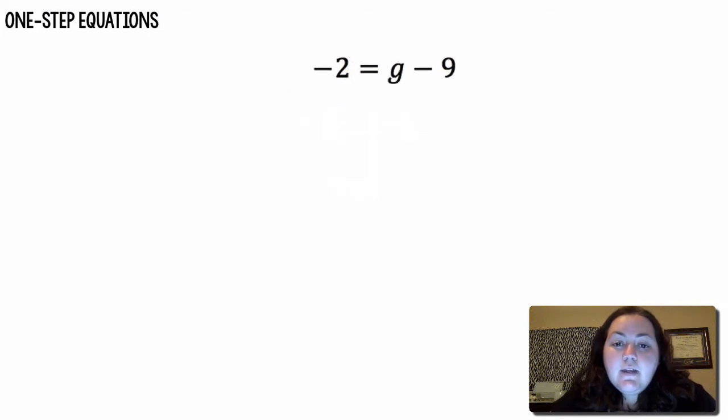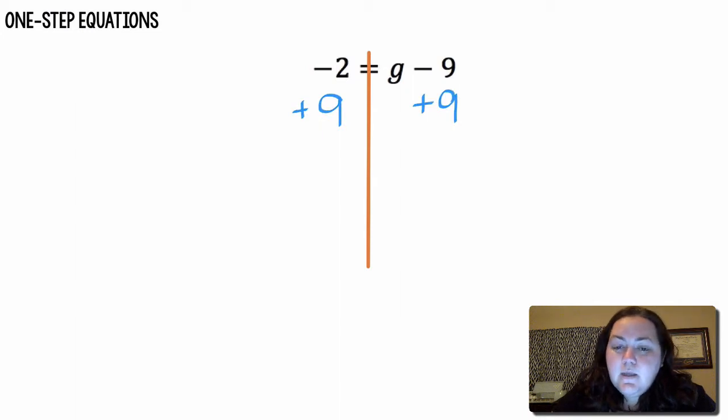All right, the next one, I have negative 2 equals g minus 9. So I'm going to separate the two sides. I'm trying to get g by itself. It's connected to a 9 by subtraction. So I'm going to add 9 to both sides. Whatever I do to one side, I have to do to the other. Negative 9 plus 9 becomes 0, so that cancels. And then if I do negative 2 plus 9, I get 7, so g equals 7.